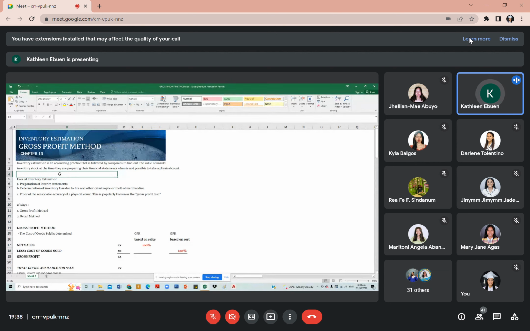So, syempre, the normal practice of an entity to know the inventory on hand or yung kanilang remaining balance of inventory is doing the physical count, no? But there are instances when the standard allows the inventory estimation. So ano yung mga instances na yun? So the first one is the preparation of interim statements. No? Pag sinabi nating interim reporting, we prepare the financial statements for a period of less than 1 year. Okay, usually quarterly po yan.